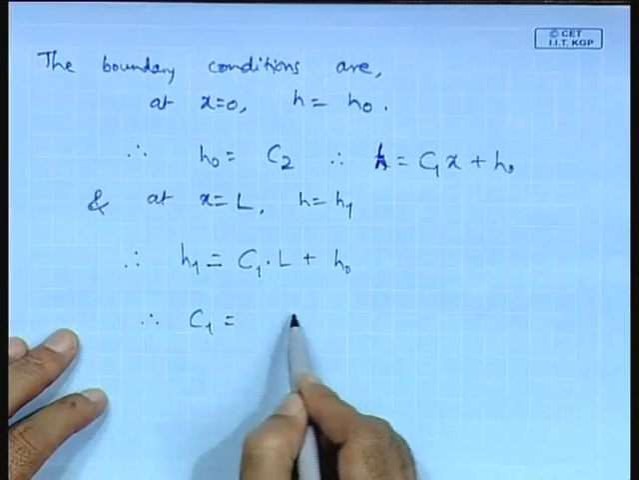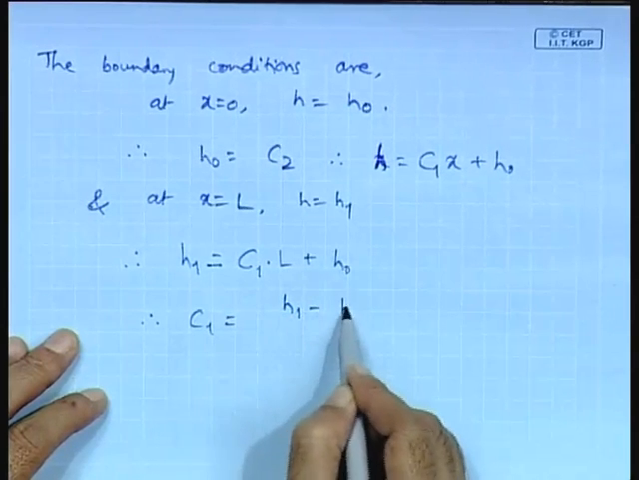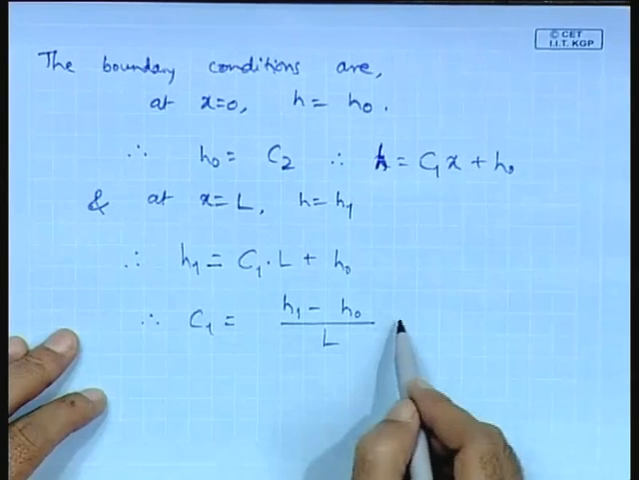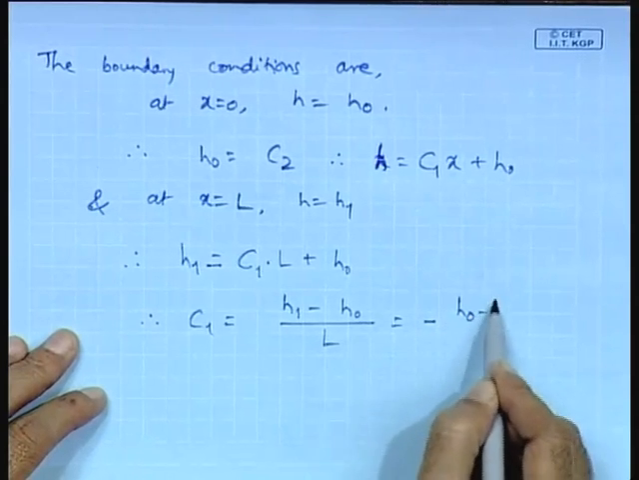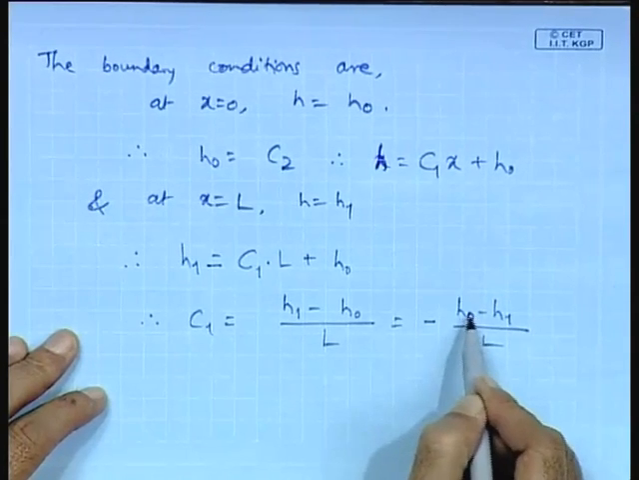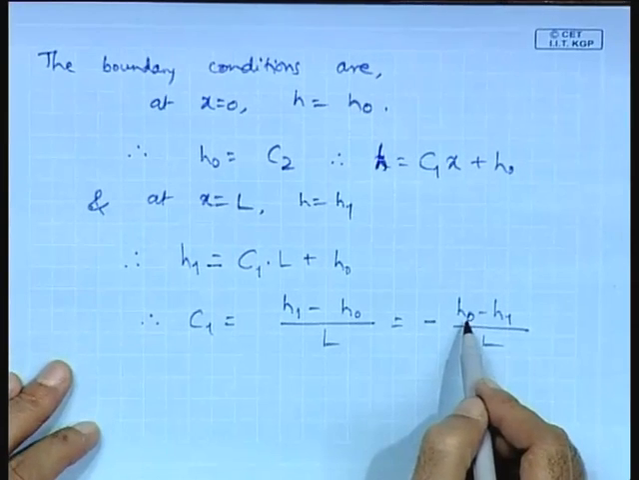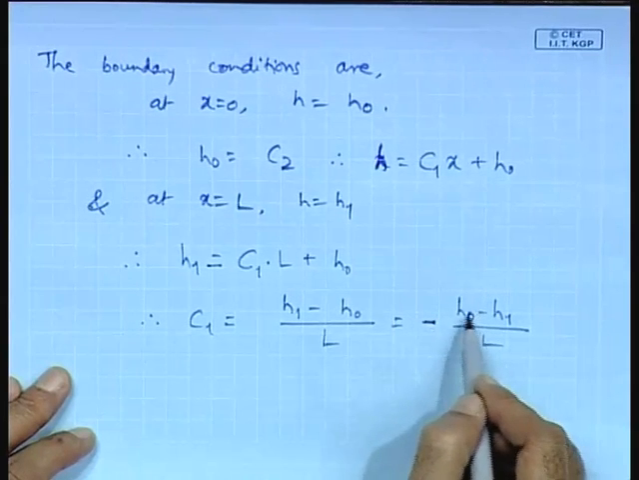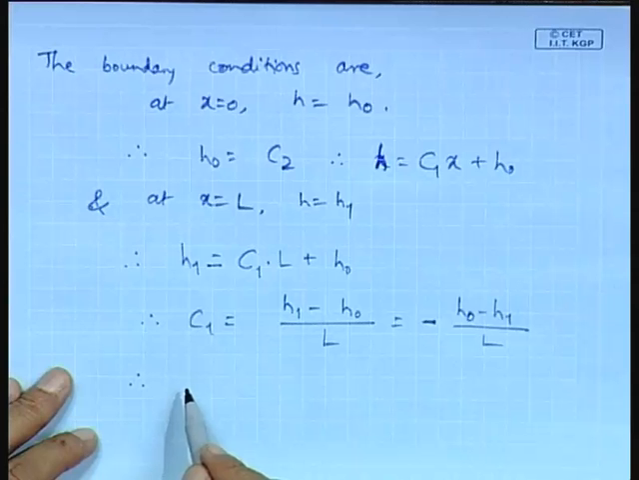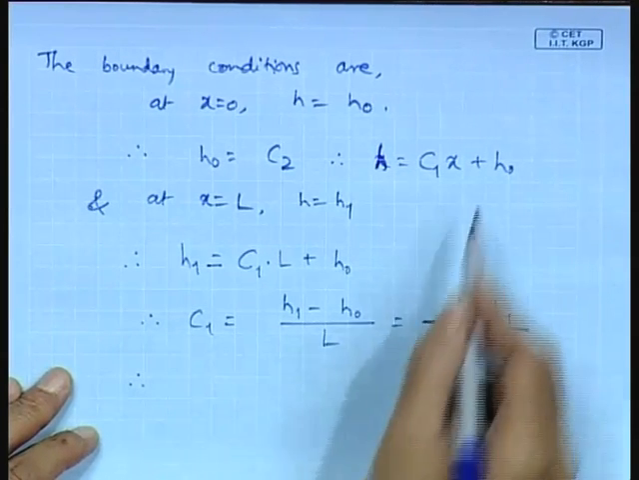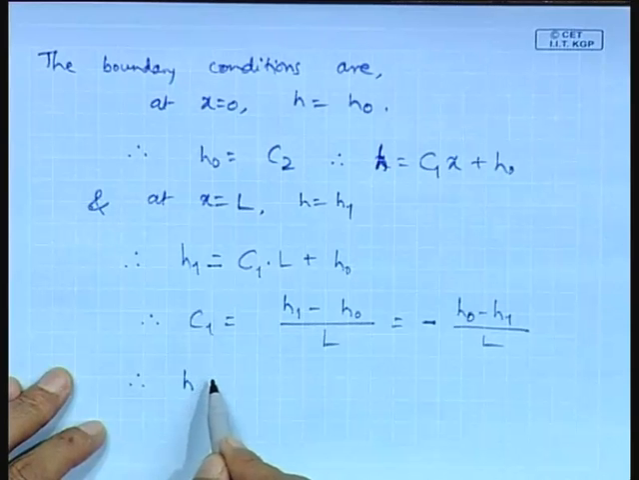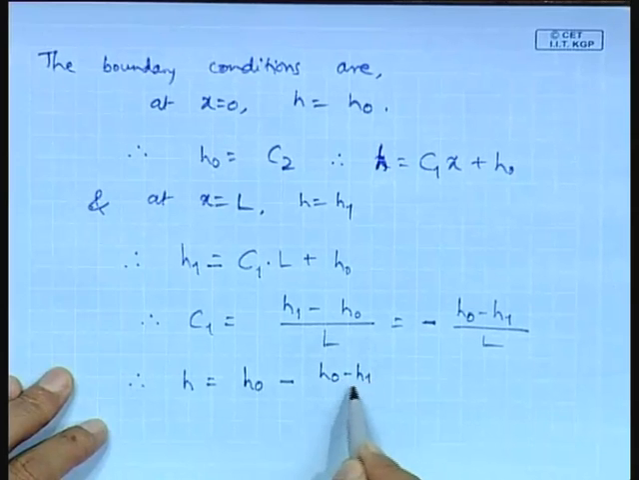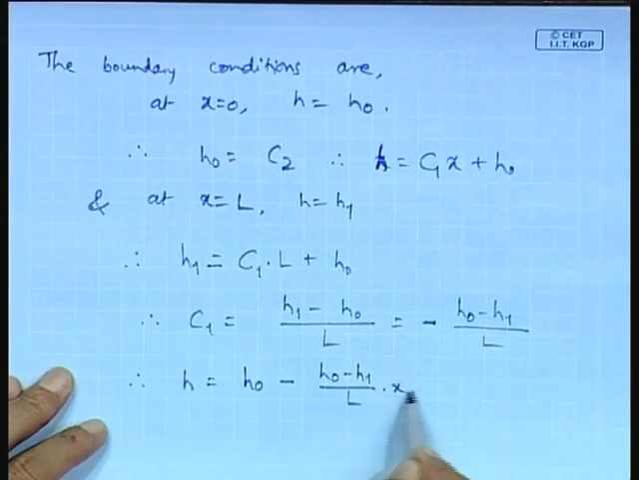Therefore, c1 is equal to (h1 minus h0) divided by L, which we can also write as minus of (H0 minus H1) divided by L, since H0 is bigger, the head in the piezometric surface in the upstream water body. So after evaluating both the constants, we get H is equal to H0 minus (H0 minus H1) by L into x.